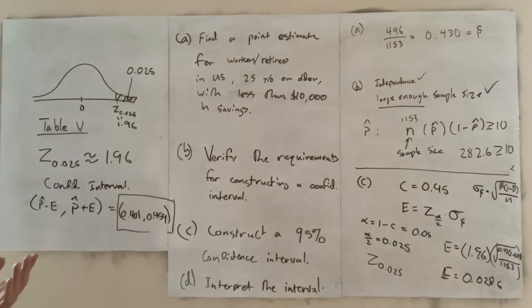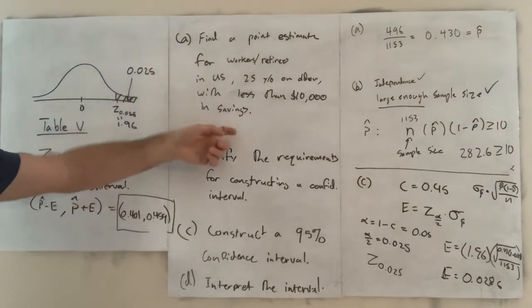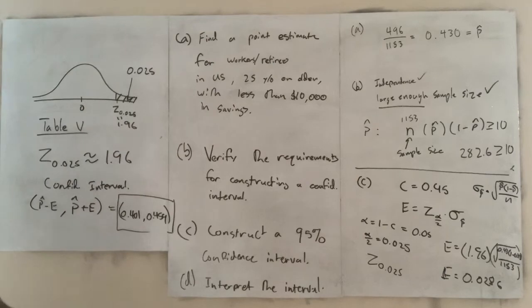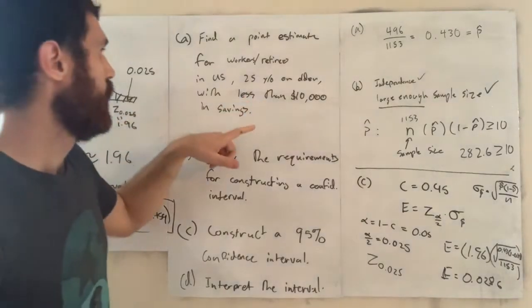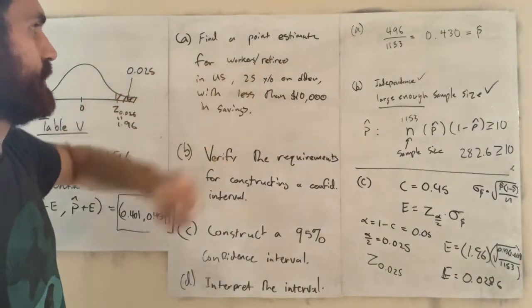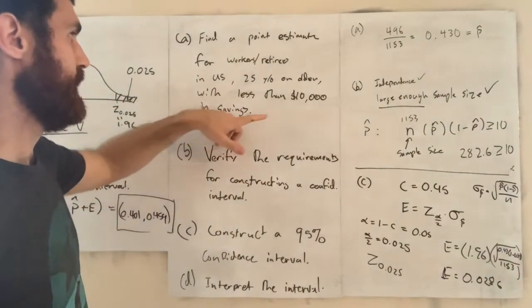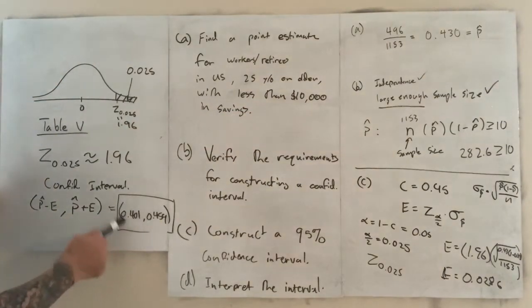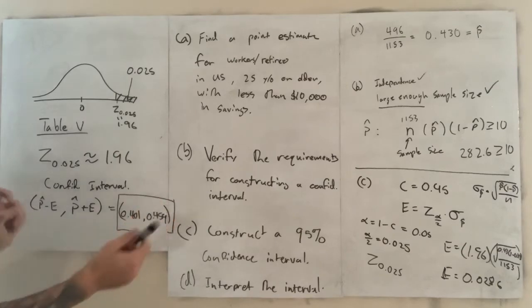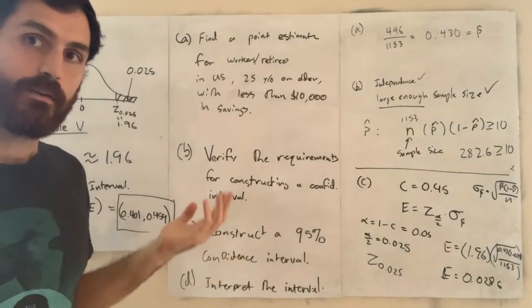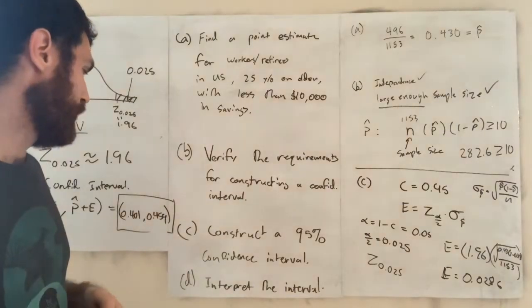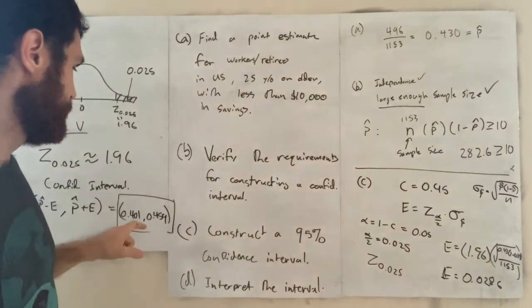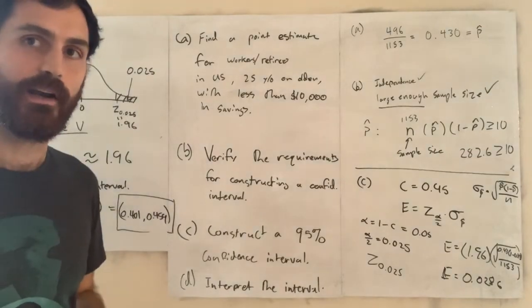Okay, and so what you might also think, going back up to this, is that we have 95% confidence that the number of workers and retirees who have less than $10,000 in savings is somewhere between 40% and 46%. So you could say that. That's we have a certain level of confidence that the actual parameter is somewhere in there.